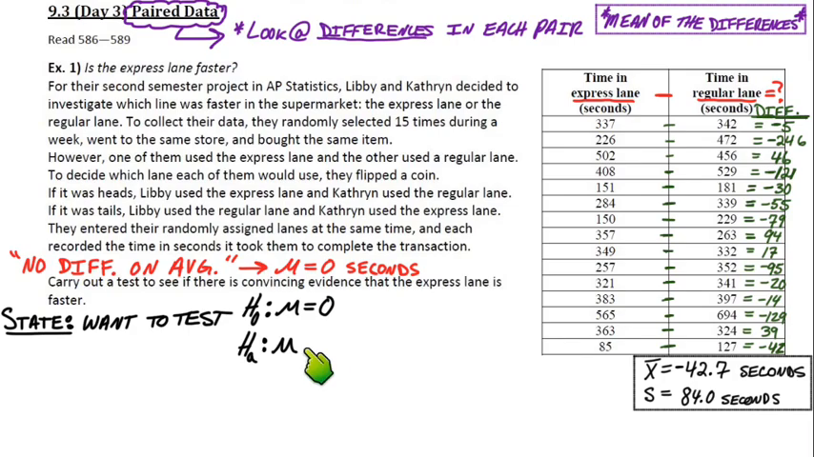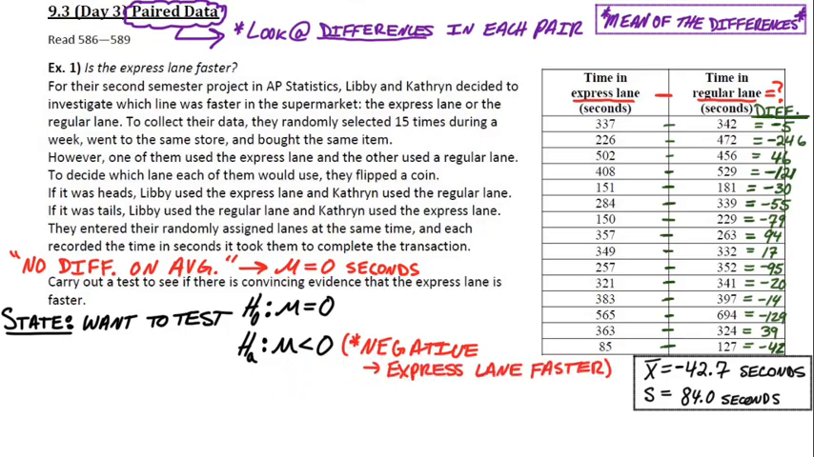And for the alternative, we're suggesting that the express lane is faster, right? So that means it would take less time here. So the express lane should actually be a smaller number minus a bigger number, meaning the alternative says the true mean is negative, it's less than 0. And that's just the way we calculated it because we chose to do express lane minus regular lane. So that's why this one would be negative, less than 0. So we've got our hypotheses.